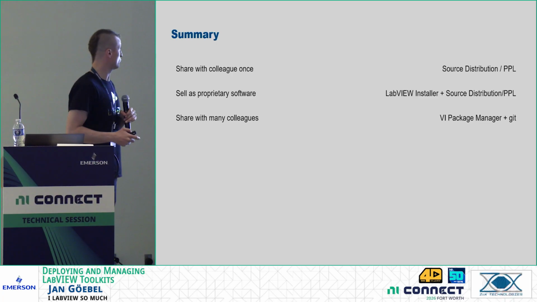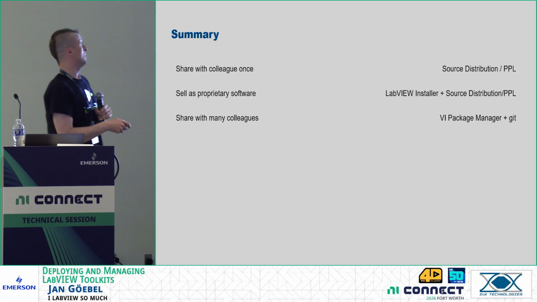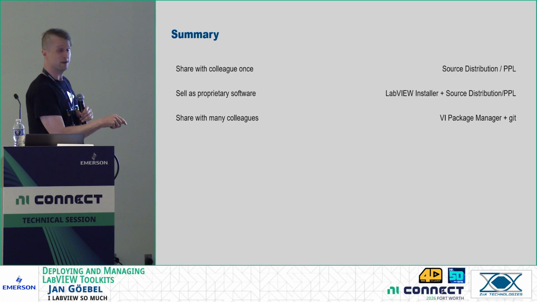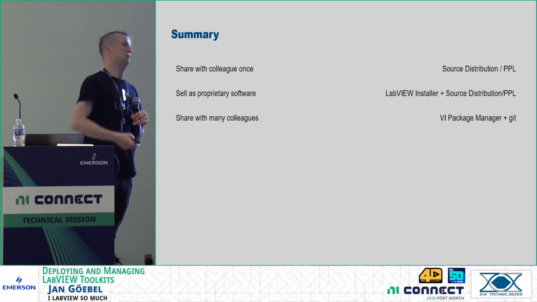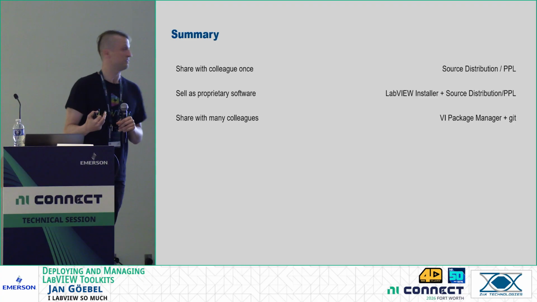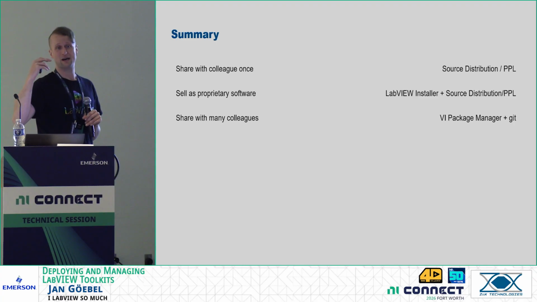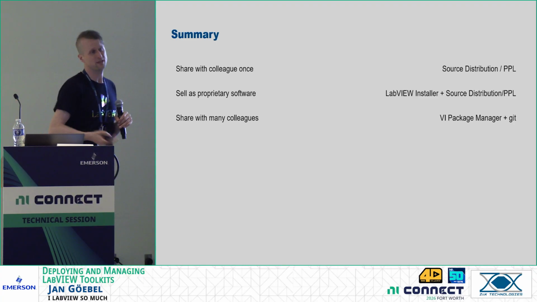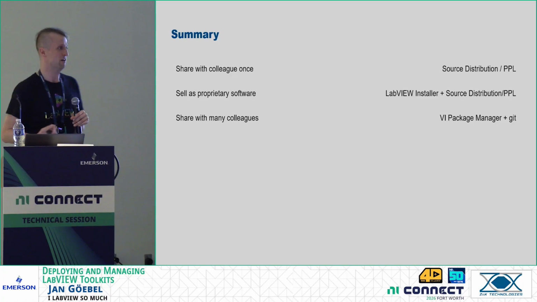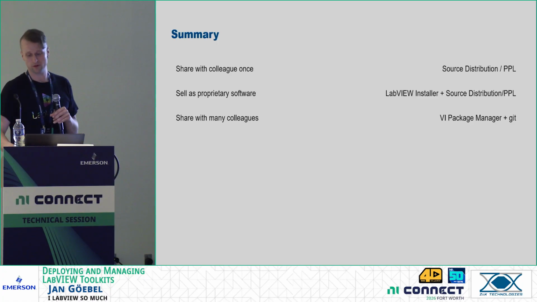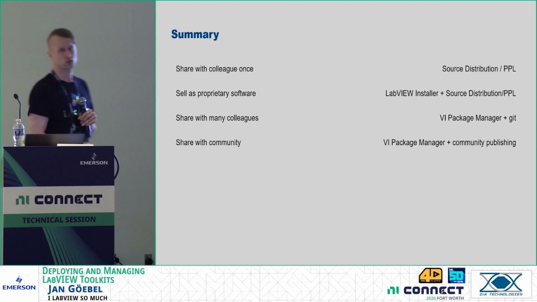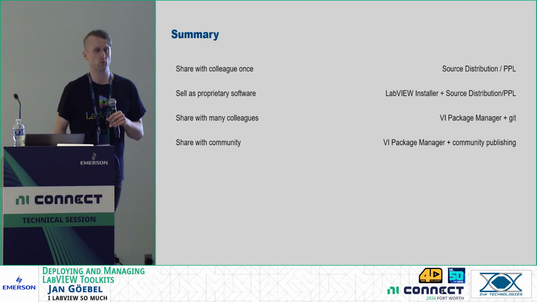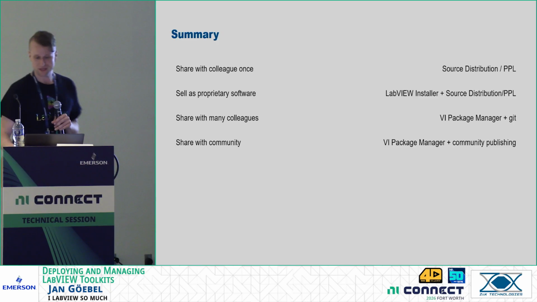If I want to share my code with many colleagues, I would recommend going with VI Package Manager and publishing it on Git, so you publish it internally. You could, of course, use the VI Package Manager and publish it in a private repository, but as I said, that's a paid option from JKI. So I think Git is very viable here too. If you want to share it with the community, definitely go with VI Package Manager and community publishing. That's the most common way of publishing your toolkits.